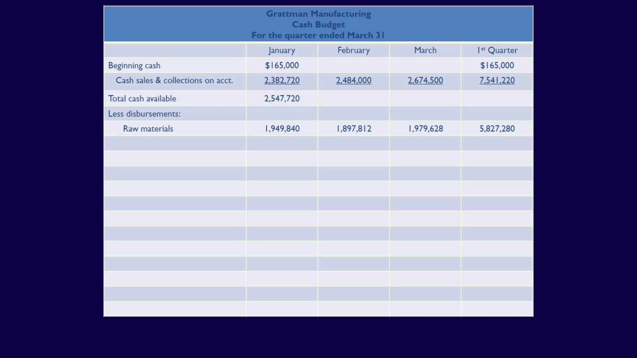Cash payments for raw materials are $1,949,840 for January, $1,897,812 for February, $1,979,628 for March, and $5,827,280 for the first quarter. We'll now move on to payments for direct labor.